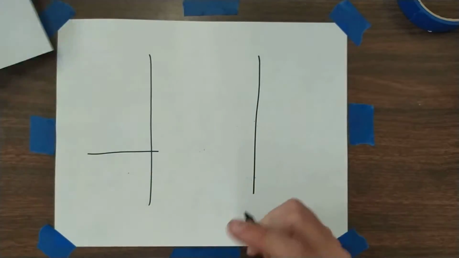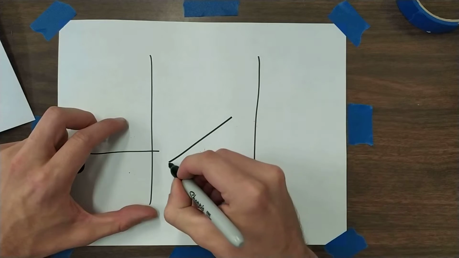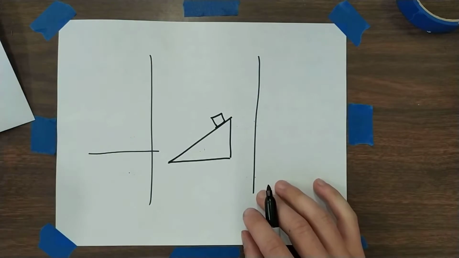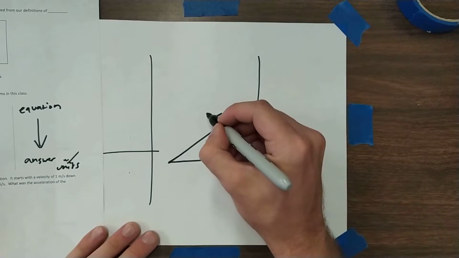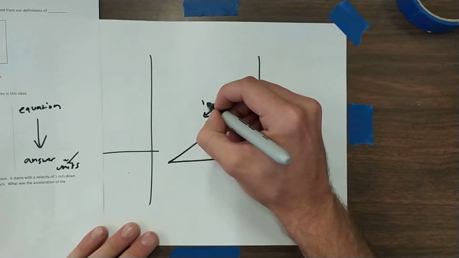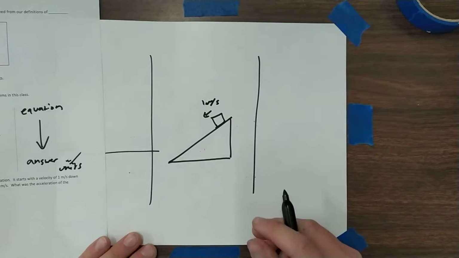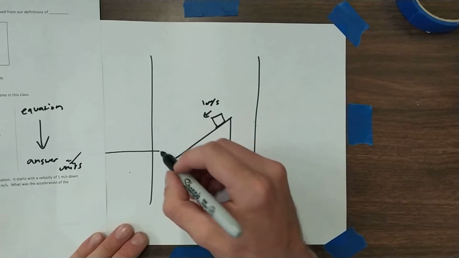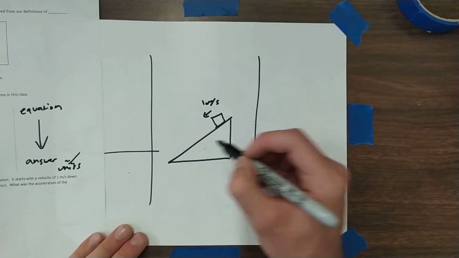So I'm going to start off with a picture. So I've got a ramp. I've got a block on that ramp. Okay, it says it starts with a velocity of 1 meters per second down the ramp, so I'll just draw that, 1 meters per second. And it ends up 5 meters down the ramp, so it's starting here and it's going to end there.